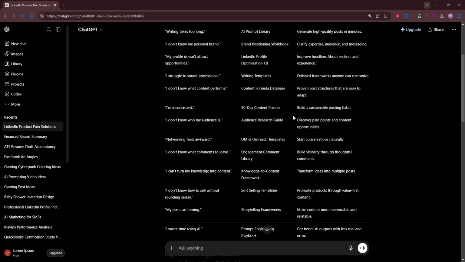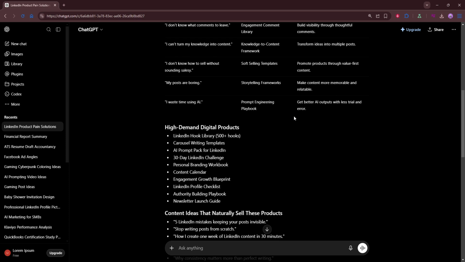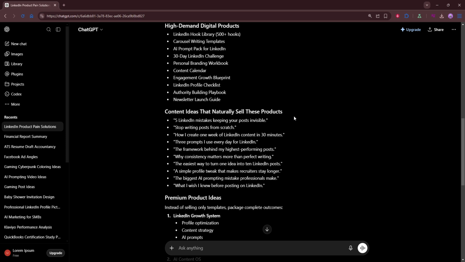Then, choose the strongest improvement idea. This should be the option that best solves the main problem while offering meaningful value and a reasonable path to execution. Don't choose the most complicated idea. Choose the one with the clearest product logic behind it.